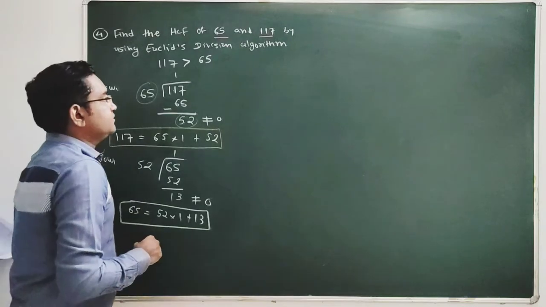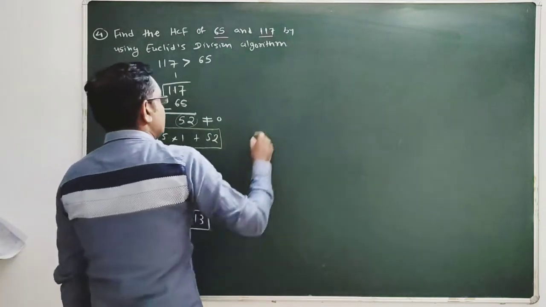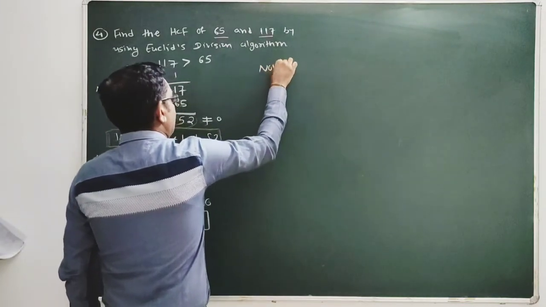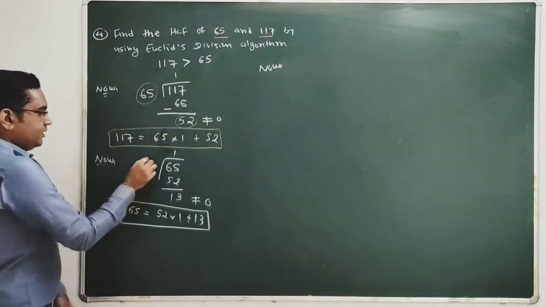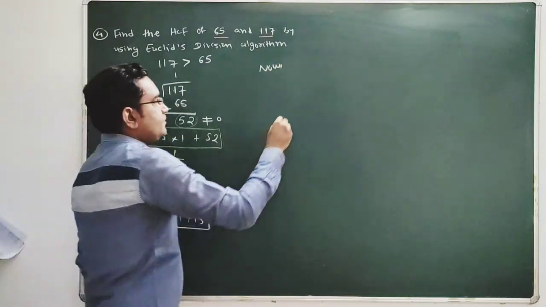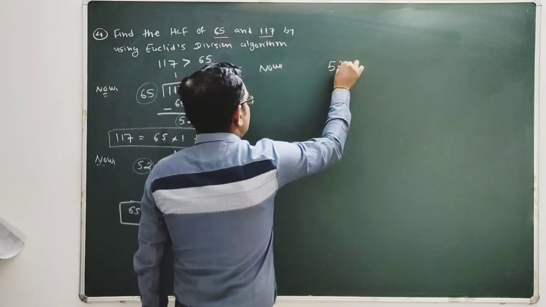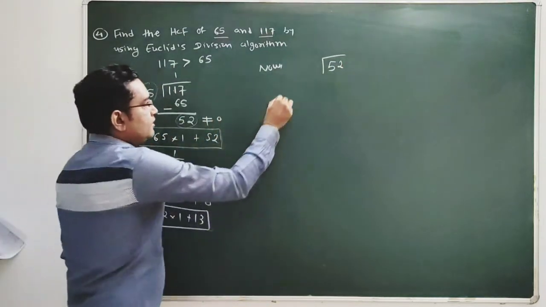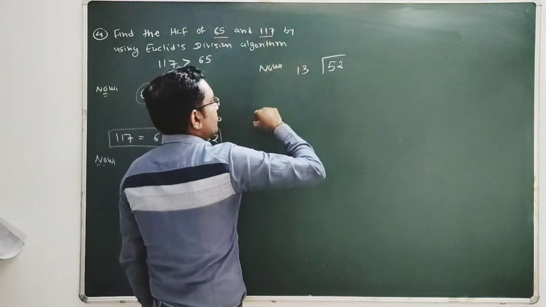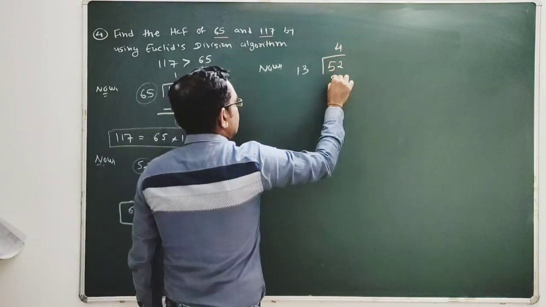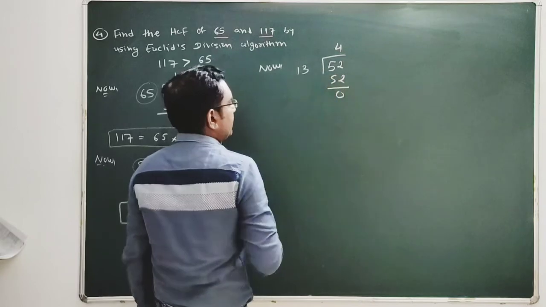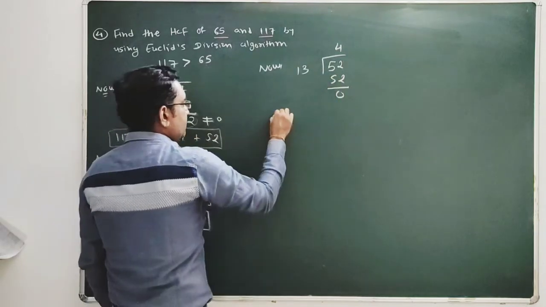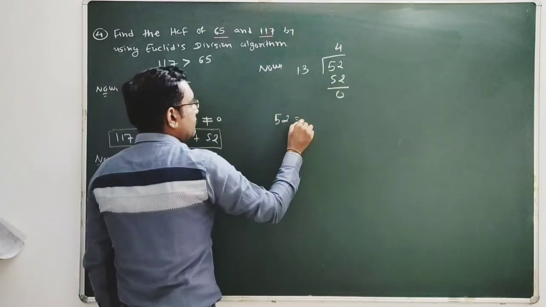Hence the remainder is not 0, so we have to apply the division algorithm again, and for that we'll consider 52 as the dividend and this non-zero remainder 13 as the divisor. Now 13 fours are 52. Now the remainder is 0. So in this step we are getting remainder 0.